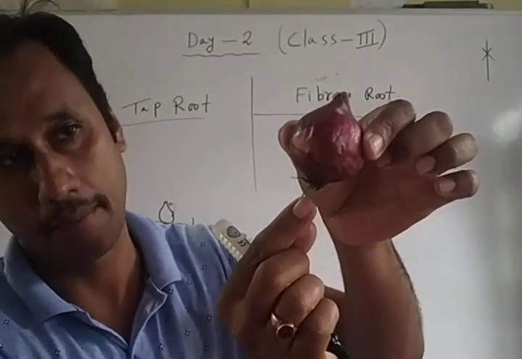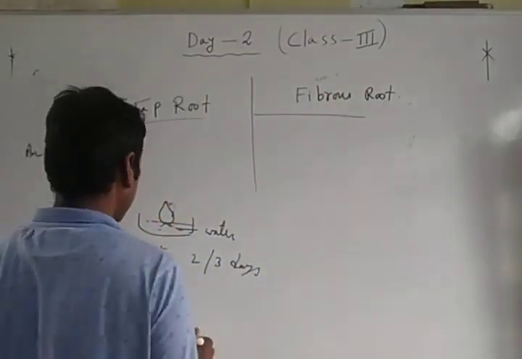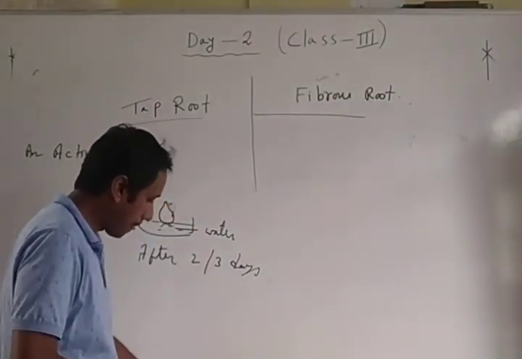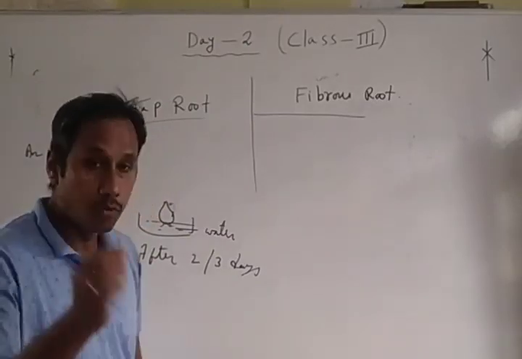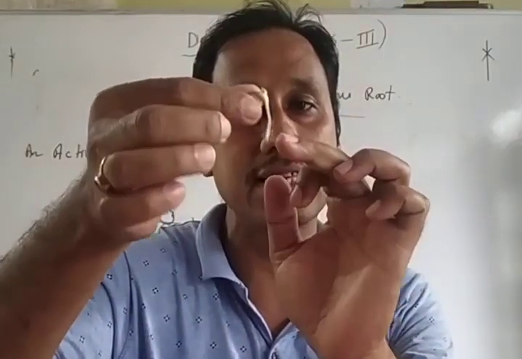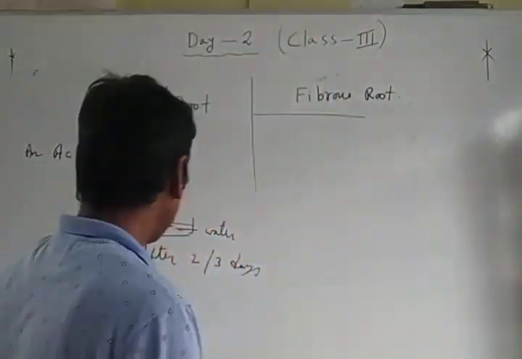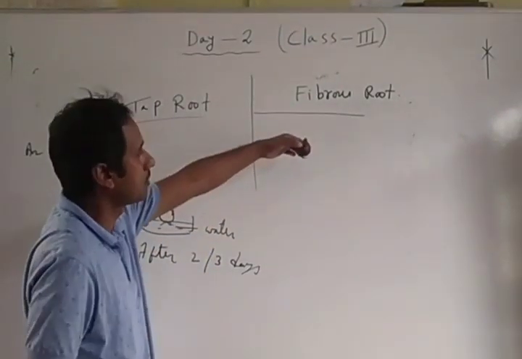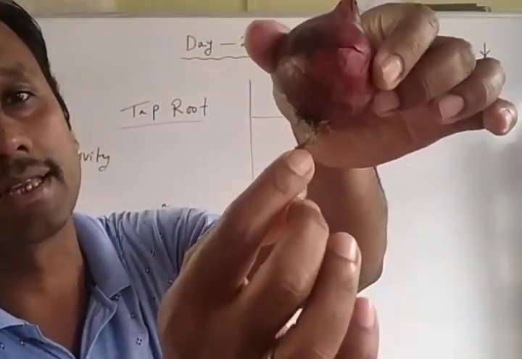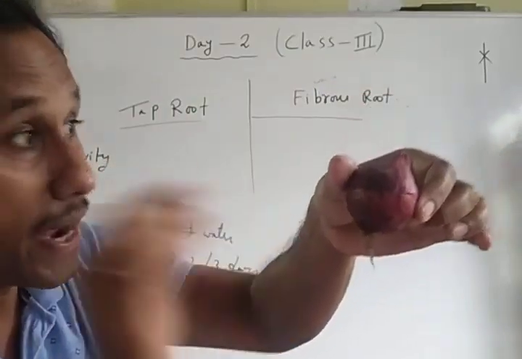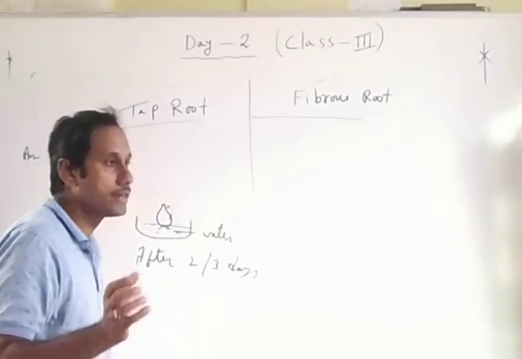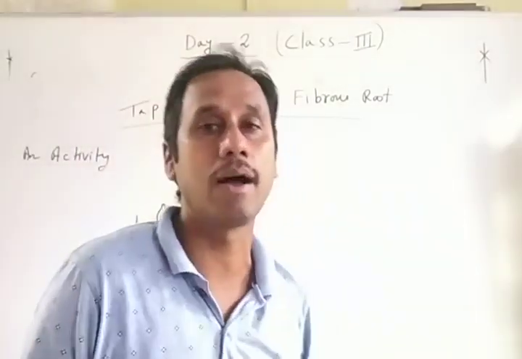Now look at the difference. In a taproot, like the pea or gram, there is one main root. Here is one main root, but the onion is an example of a fibrous root. It has many fibers coming out like this. So with the help of this activity you will learn that it takes only two or three days.